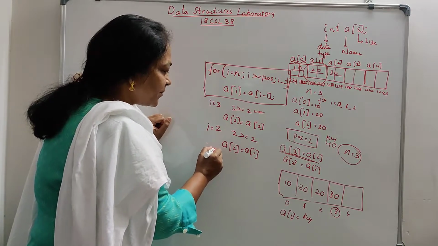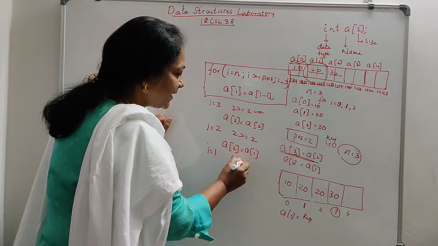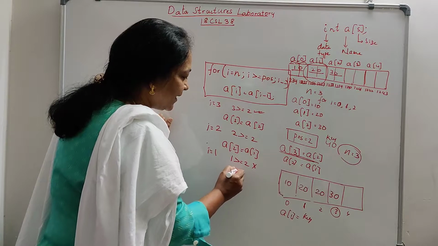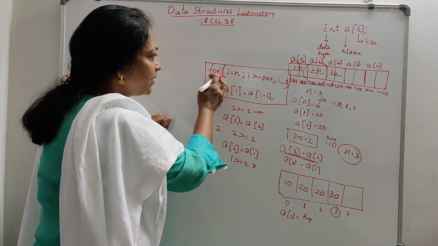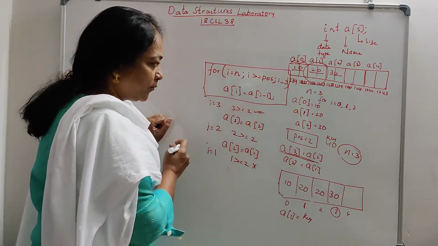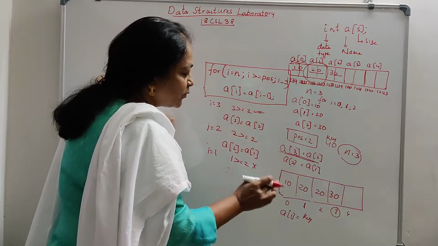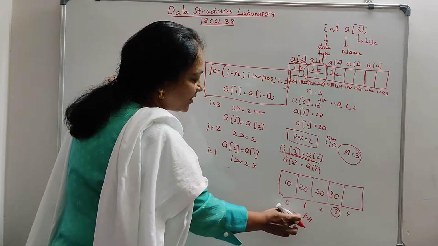Next, when I becomes 1, 1 is greater than or equal to 2 is false, so the condition becomes wrong. Then the control will come out of the for loop. Next, what are we going to do? We are going to copy the key element there.